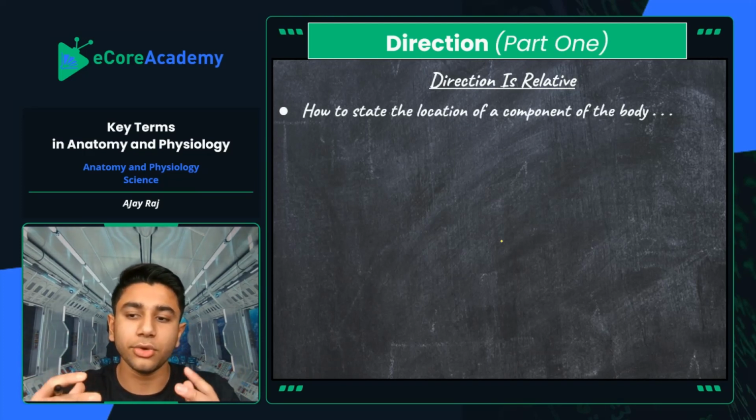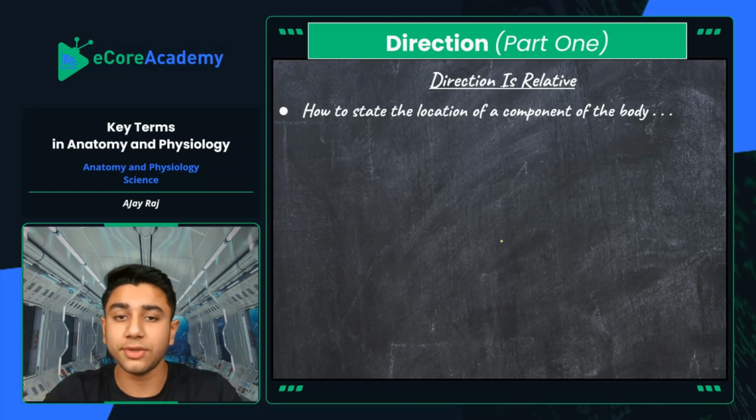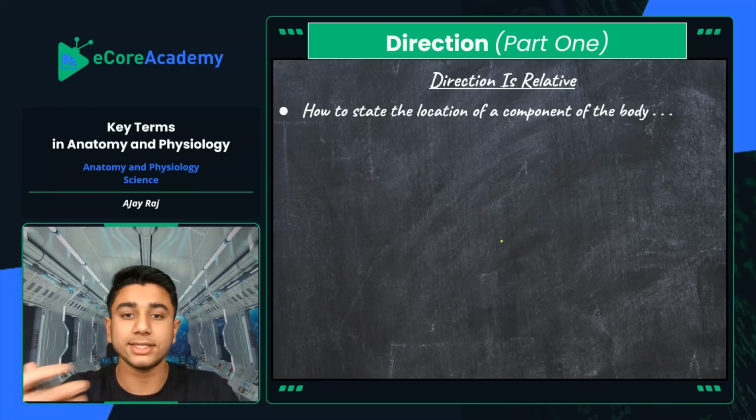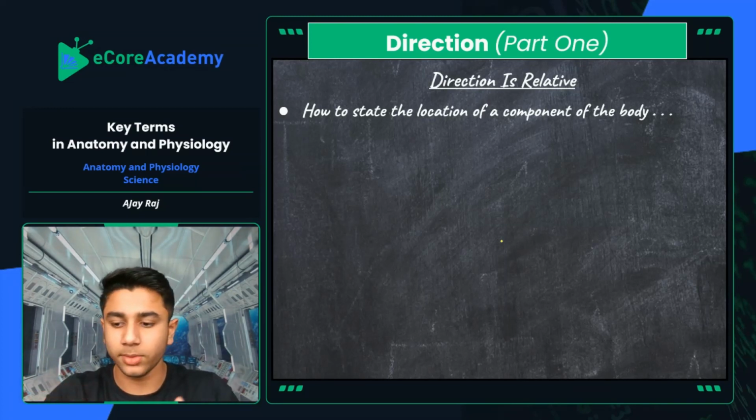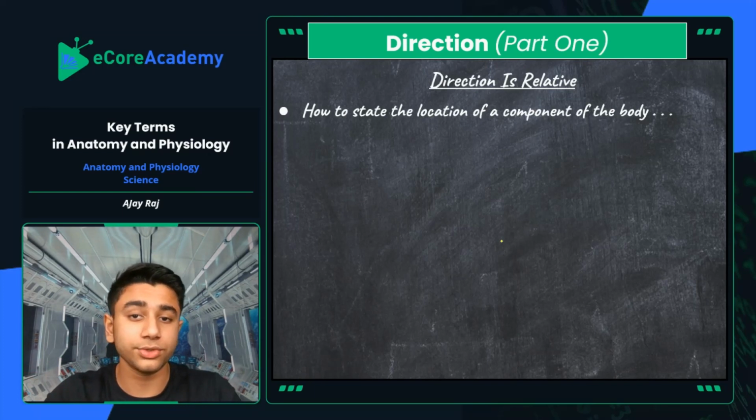So how to state the location of a component of the body, and this is just anything in general. You want to be specific when it comes to certain items, especially with anatomy and physiology. If you're a surgeon trying to dissect a certain animal body, or if you're doing active surgery on a human, you want to make sure that you know exactly where you need to go, and if you need to communicate it to someone else, be as specific as possible. This is something that they very much emphasize in anatomy and physiology, knowing the location and properly communicating.